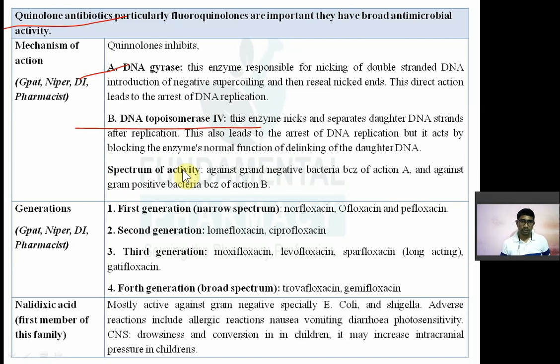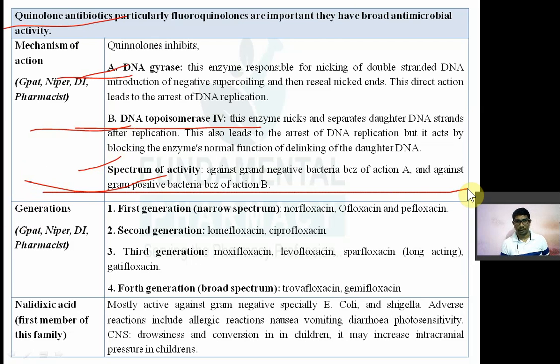Now what is the spectrum of activity? They are effective against gram positive and gram negative bacteria. Due to inhibition of DNA gyrase enzyme, they are effective against gram negative bacteria. Due to inhibition of DNA topoisomerase 4, they are effective against gram positive bacteria. So they are broad spectrum, because they kill both gram positive and gram negative bacteria.